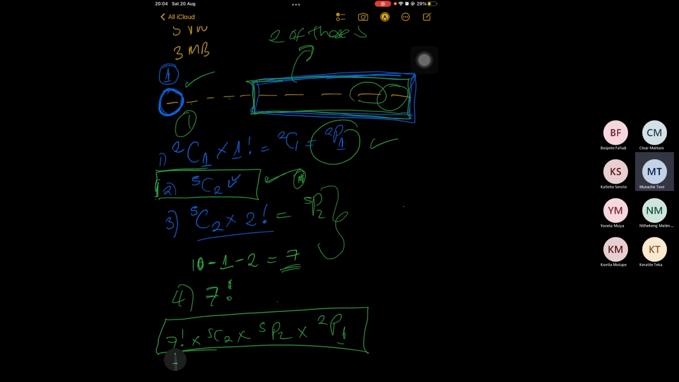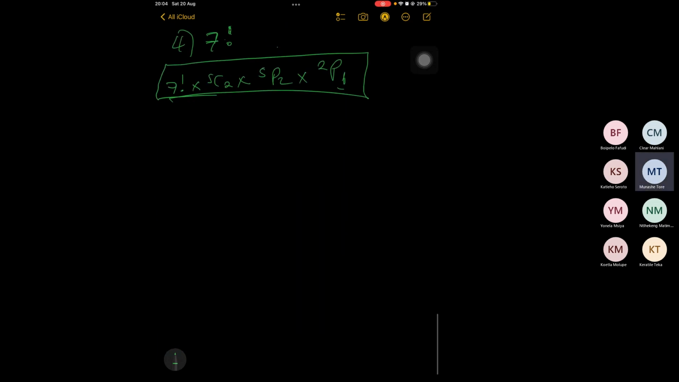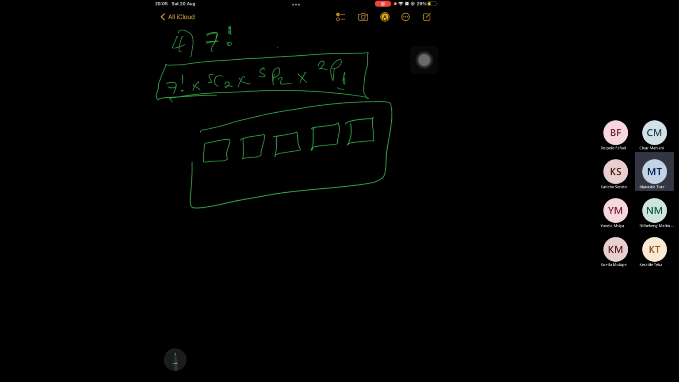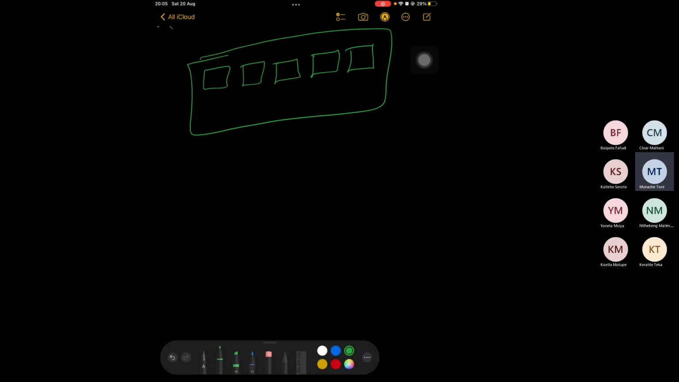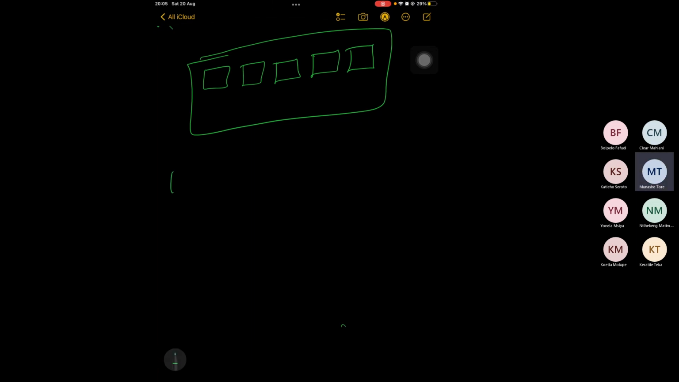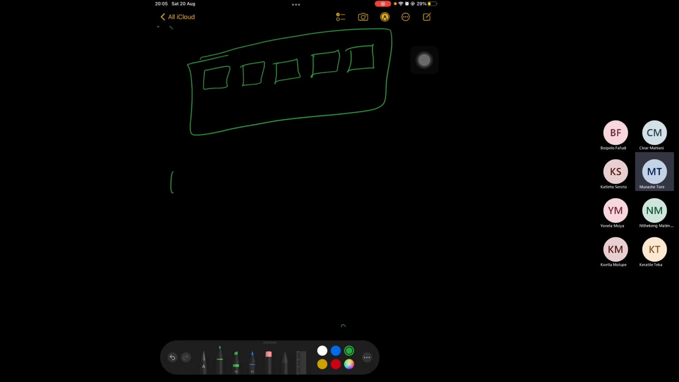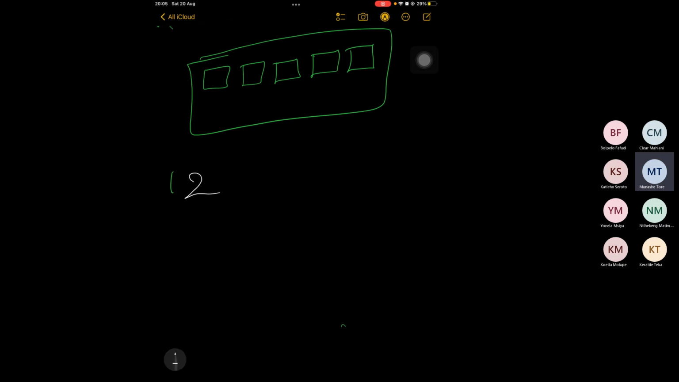But we also want to choose 2 positions out of the last 5 that are going to be occupied by those 2 VWs. Because let's assume you have positions 1, 2, 3, 4, 5, the last 5. I have 5 colors. Let's assume this is VW1 and this is VW2.